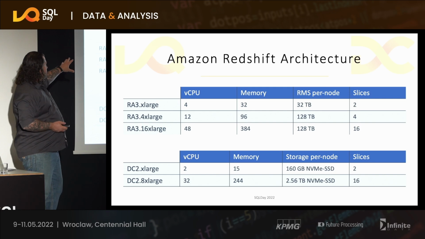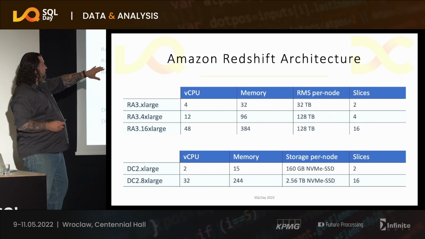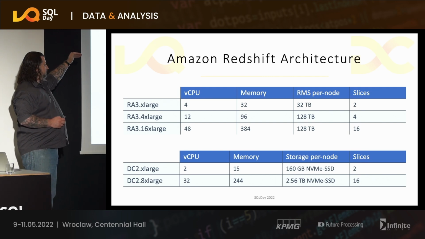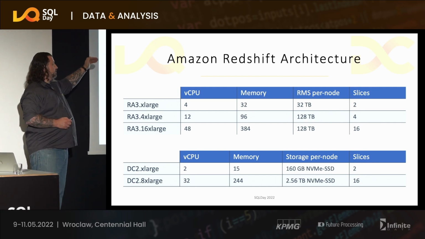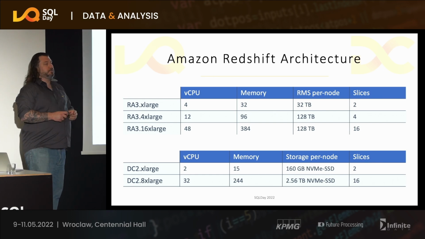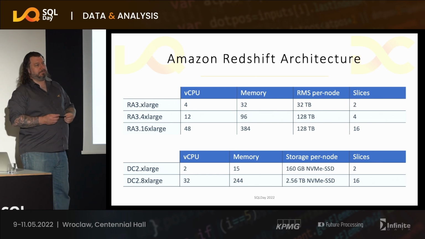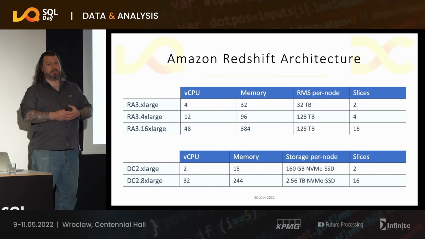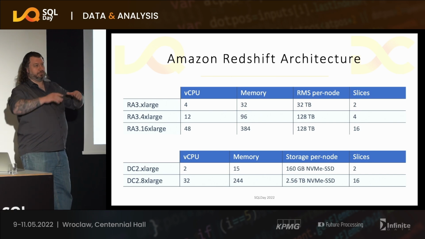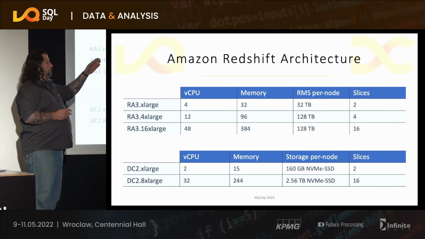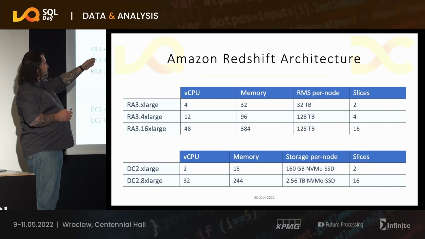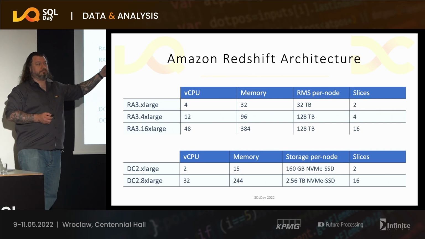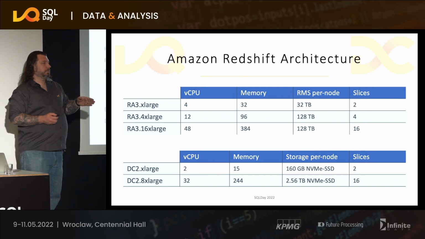So the RA3 family, like I say, that's the spec of the instance type. So X large has got four vCPUs, 32 gigs of RAM, and can have 32 terabytes of Redshift managed storage per node. Okay, so you take that and multiply it by however many nodes you've got, and that will give you your storage and separation compute. And it's got two slices, so that 4 and 32 is subdivided into 2 CPU cores and 16 gigs of RAM per compute node per slice.